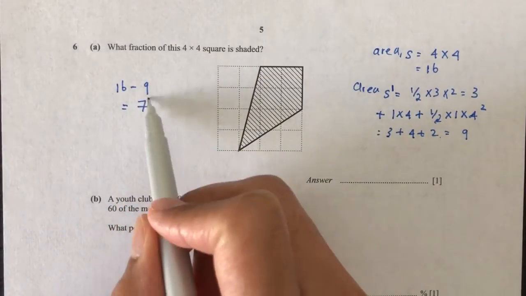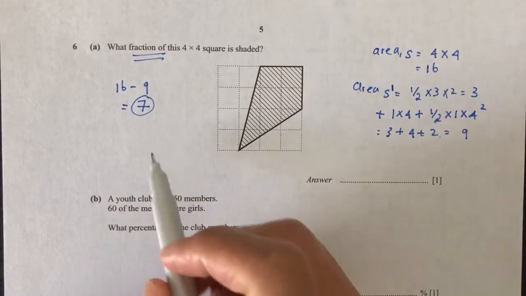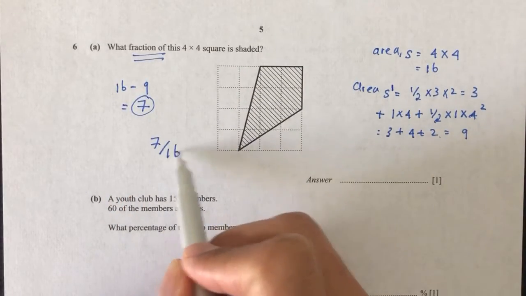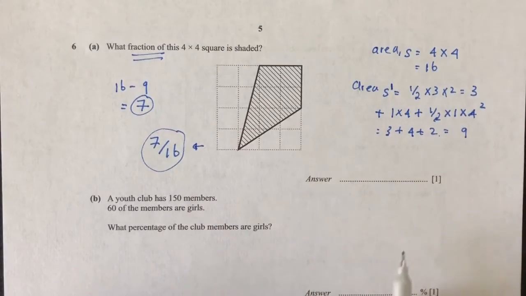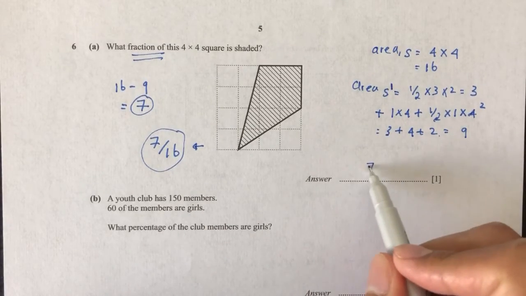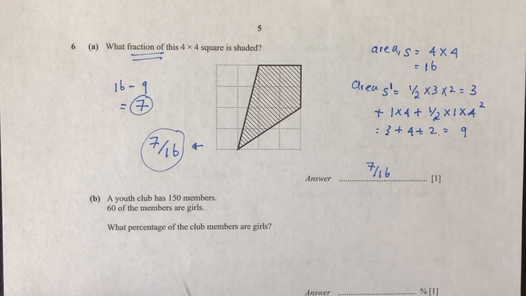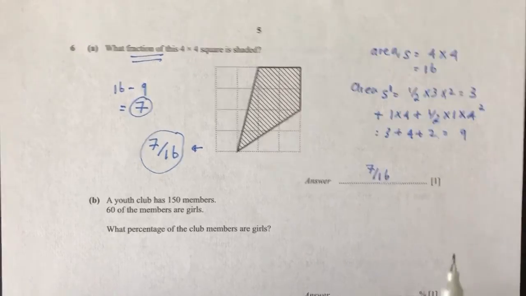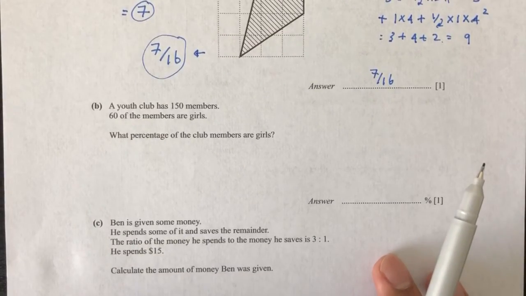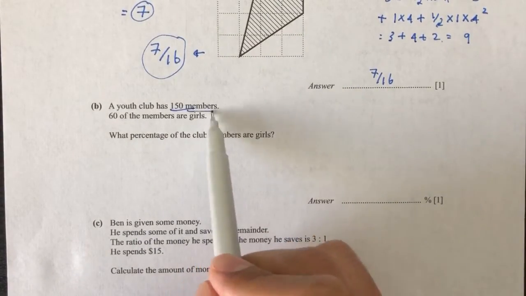7. So find the fraction. It will be 7 over 16 is shaded on the region. Sorry, it was 7 over 16. That's the answer. So part B, a youth club has 150 members.